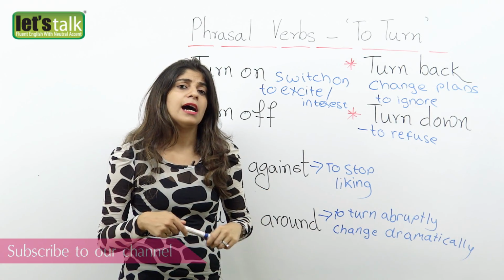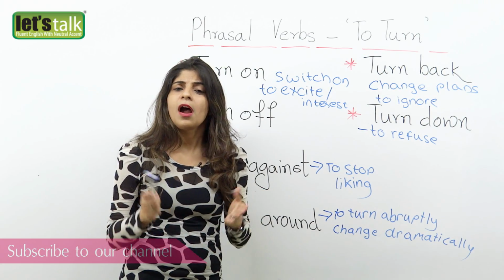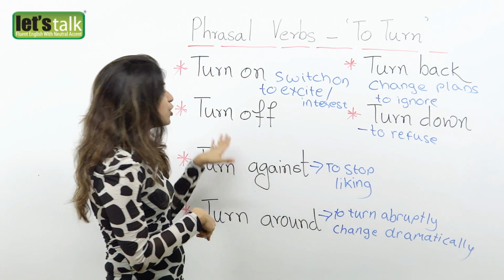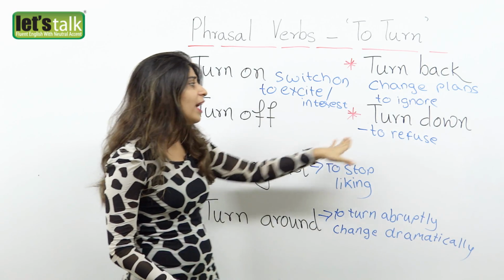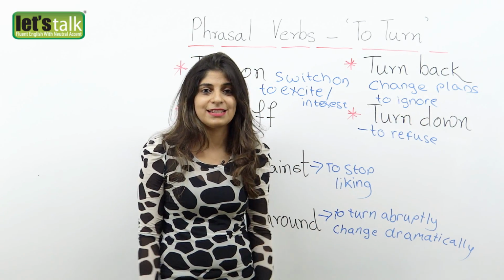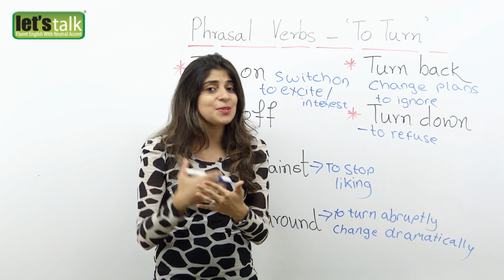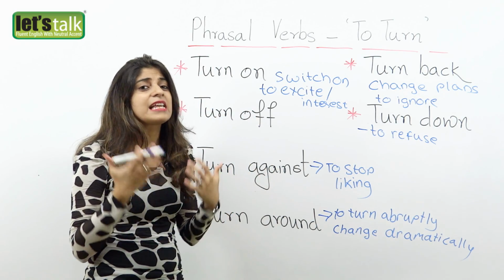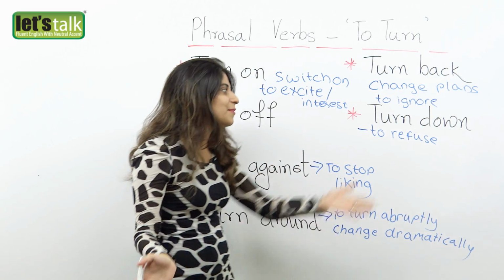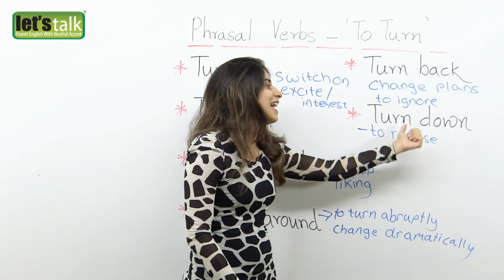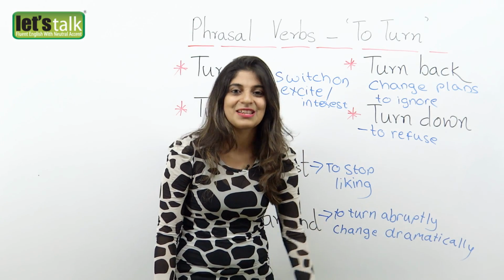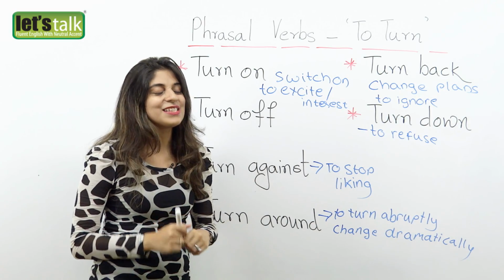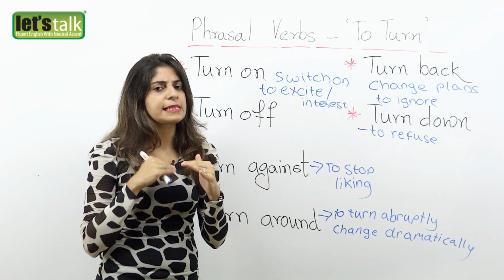For example, let's look at a sentence. Jack asked me for a movie, but he is such a turn-off, and that's why I turned down his invite. Okay, which means he asked me for a movie, but apparently he's very boring. He is such a turn-off, and that's the reason I had to refuse, which means I turned down his invite. Okay? And the second meaning, to turn down, means to reduce or to decrease something.